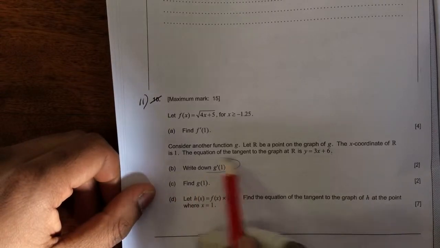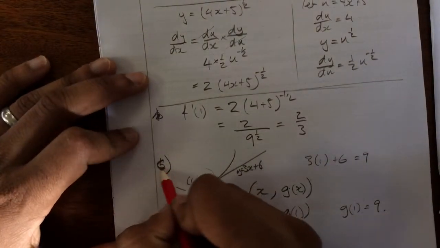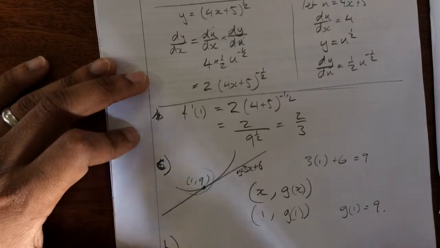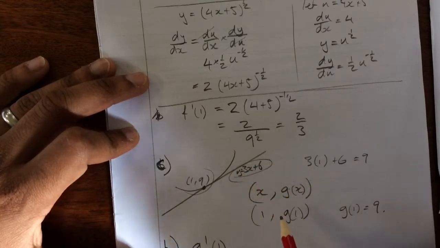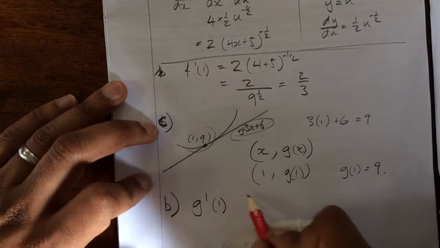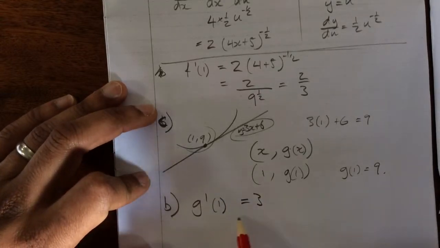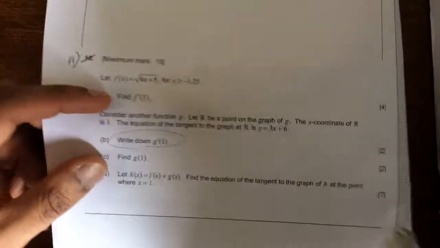They asked for g prime of 1. G prime of 1 for B, so this is part C, let's just write part C here. Part B says g prime of 1. Well, we see this equation here, 3x plus 6, the gradient of that is g prime of 1. G prime of 1 is equal to 3. It says in the question, just write it down. So you can just write down the number 3 and you're done.